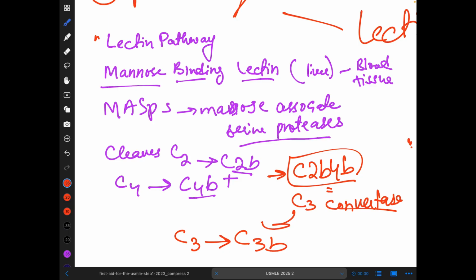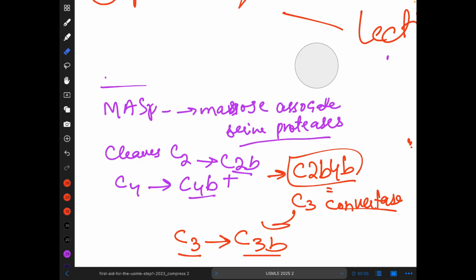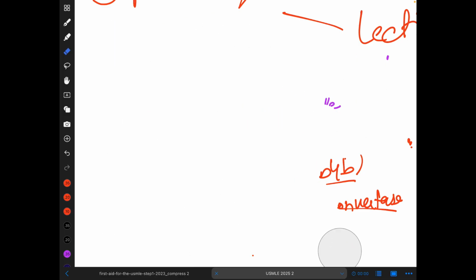The first one, the alternative pathway, in which the conversion happens spontaneously. The second, the lectin pathway, happens by the mannose binding lectin, in which we are cleaving C2 and C4 into C2b and C4b and making the enzyme C3 convertase, which does the same step, converting C3 into C3b. Now we are going to the third pathway, and you know our third pathway is the classical pathway.